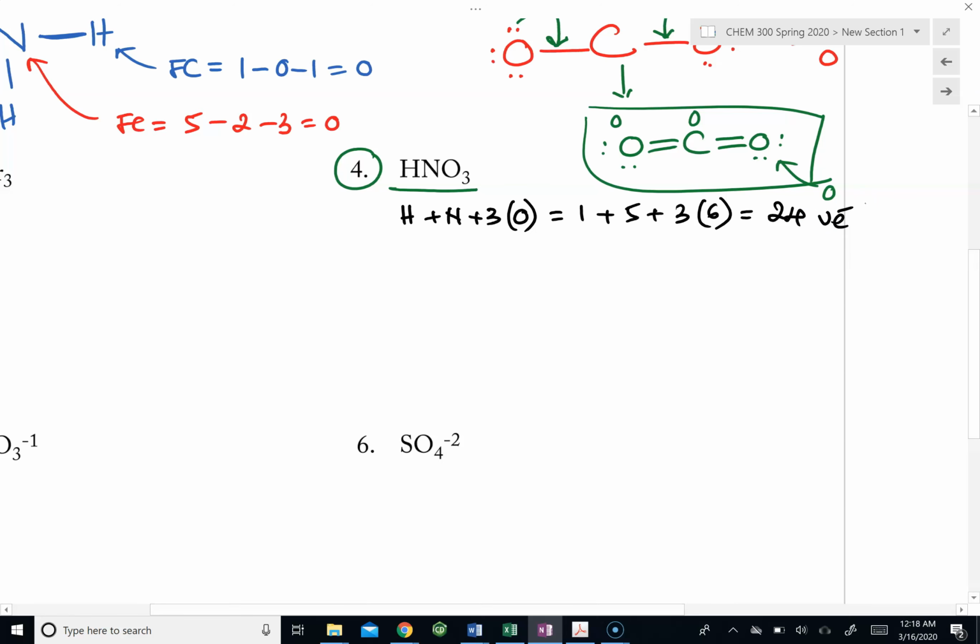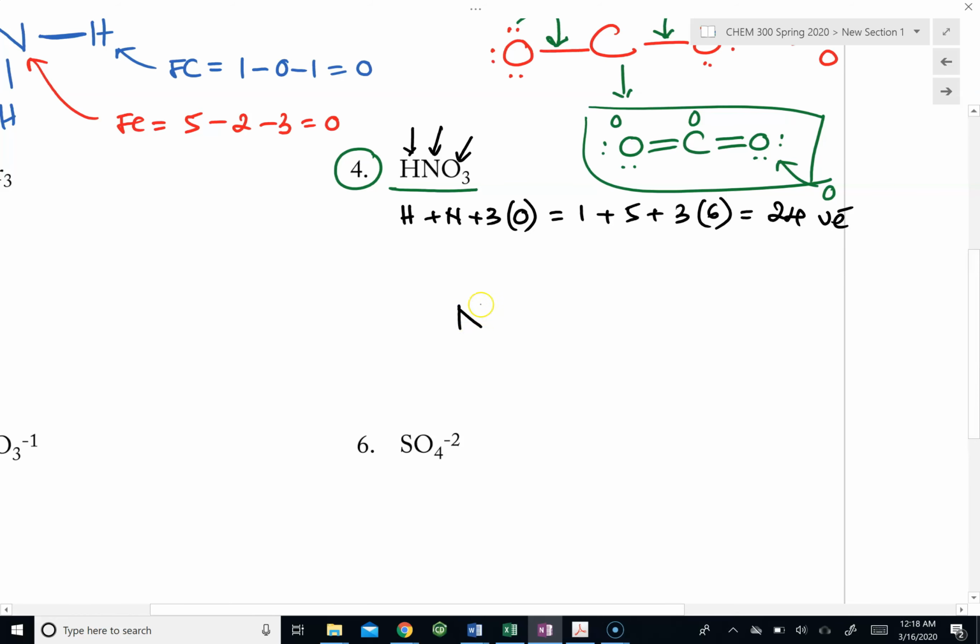Now step 2 is to determine the central and the terminal atom. So here in this case, what would be our central atom? We see hydrogen makes only one bond, so that is always the terminal atom. And now we have nitrogen that makes 3 bonds and oxygen that makes 2 bonds. So we can see that nitrogen can make the most number of bonds. Therefore that is our central atom.